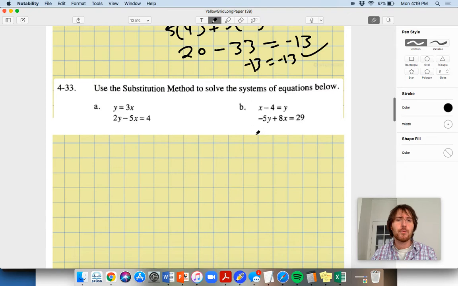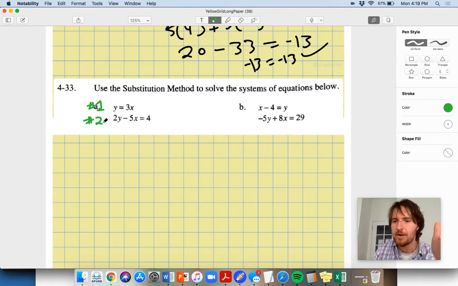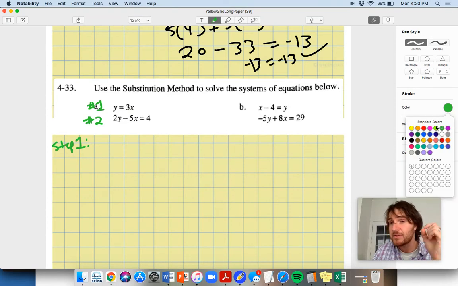All right, 433, use the substitution method to solve the systems of equations below. Stay with me, we're going to do this quickly. Remember, what is a system? A system is a group of 2 equations. We've got equation number 1 and equation number 2, in case I need to reference which ones I'm talking about. They have the same variables in them, so sometimes you can find the common values that would make one equation true and the other equation true. It's the same values in both, okay?